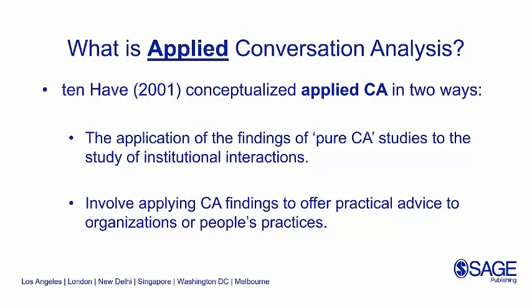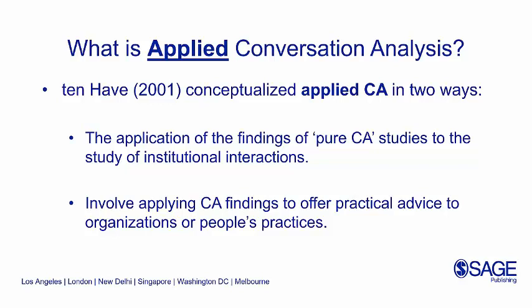So when we think about applied CA, it's helpful to keep a few things in mind. First off, applied CA can be the application of the findings of pure CA studies to the studies of institutional interactions. As an example, one might study interactions that occur in a school or a hospital and look at these interactions through an application of the general work produced in traditional CA literature, such as looking at how adjacency pairs work in a classroom interaction.